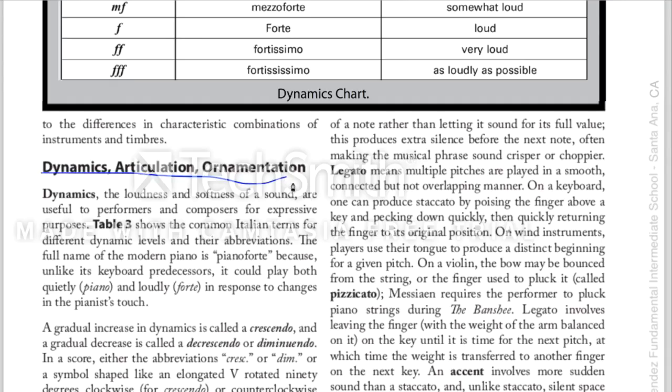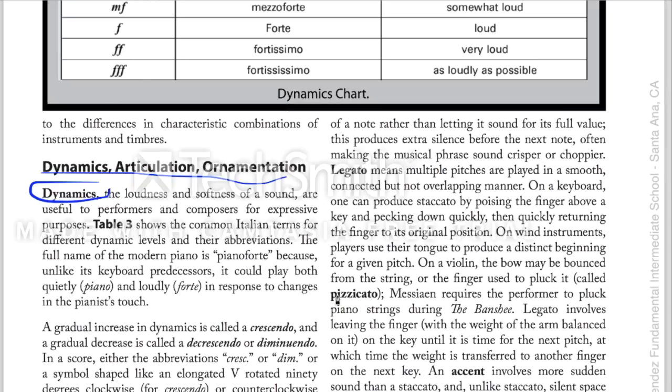Dynamics, articulation, and ornamentation. Dynamics, the loudness and softness of a sound, are useful to performers and composers for expressive purposes. Table 3 shows the common Italian terms for different dynamic levels and their abbreviations. The full name of the modern piano is pianoforte because, unlike its keyboard predecessors, it could play both quietly, piano, and loudly, forte, in response to changes in the pianist's touch. So if you press the keys very softly, then it would be piano, and if you press on them very strongly, then you would have forte.